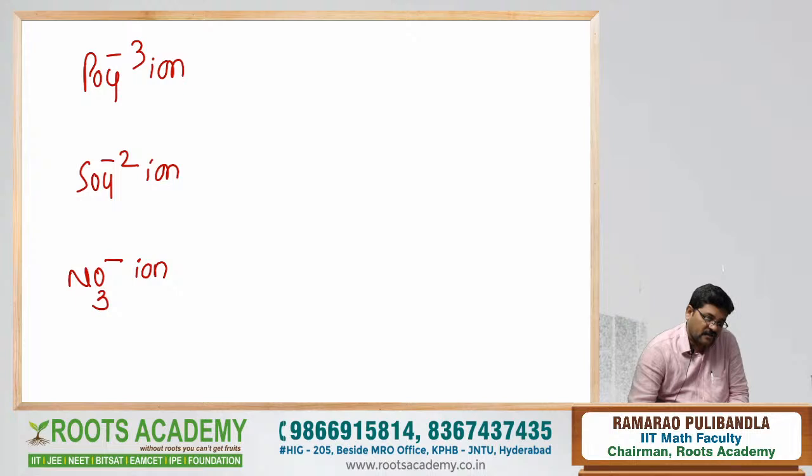Come to the phosphate anion. So, hybridization H is equal. Phosphorus belongs to which group? Phosphorus belongs to fifth group.